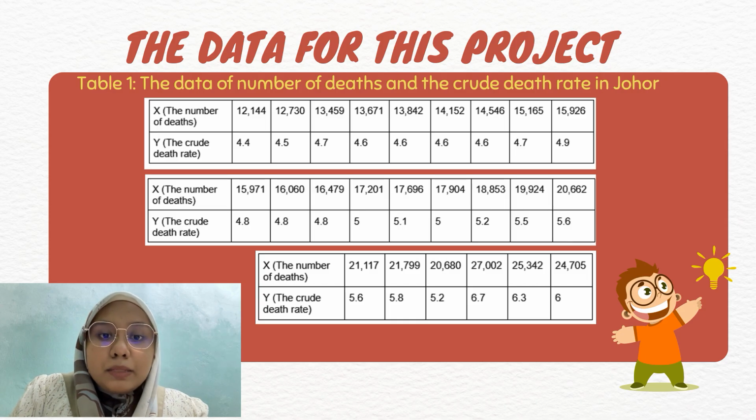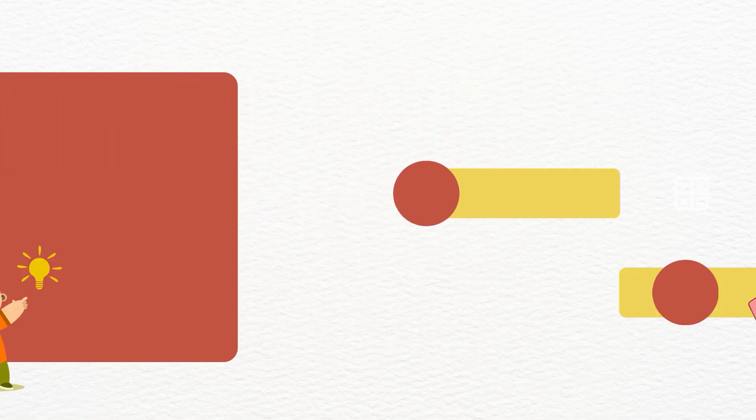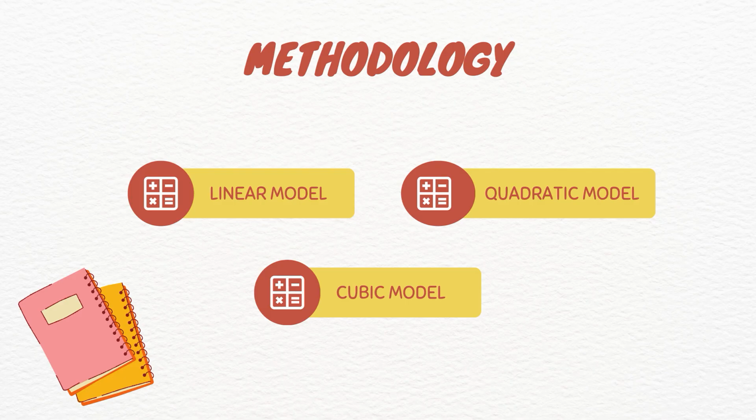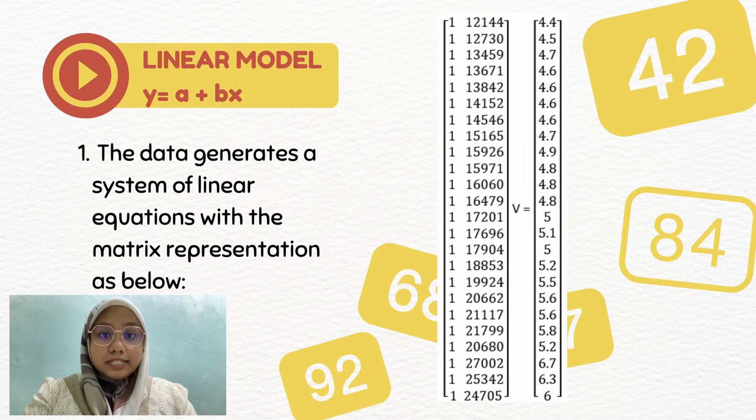This dataset will be the basis for all our modeling later, such as the linear, quadratic, and cubic models. So, understanding the trend in this table is important before we move on to the analysis. The next one is the linear model.